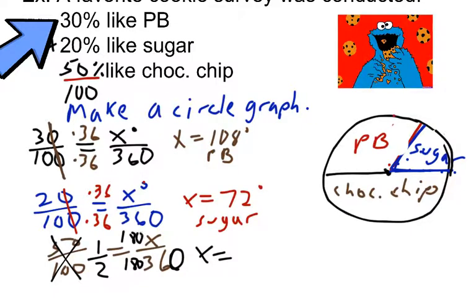I'm glad I caught that. So 2 times 180 is 360. 1 times 180 is, I said 18 earlier, I meant 180 degrees. And that's our chocolate chip. Got to watch those zeros. And chocolate chip is 180 degrees, which is 50%. That makes sense.